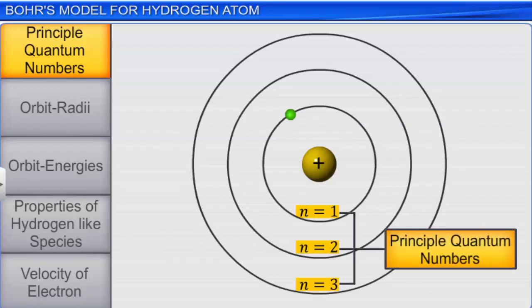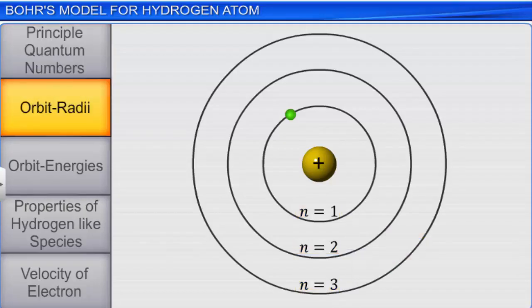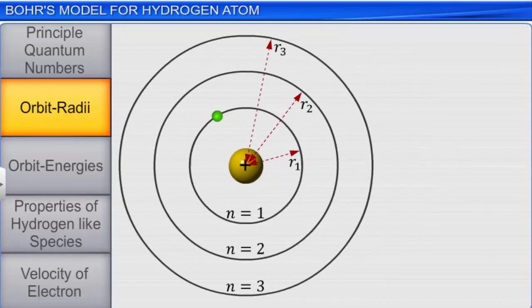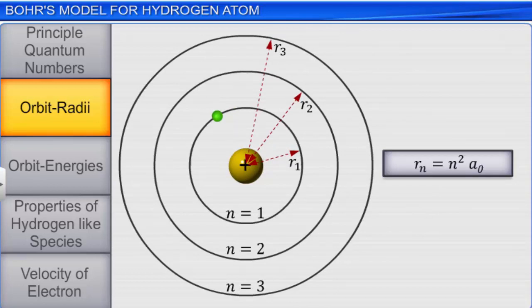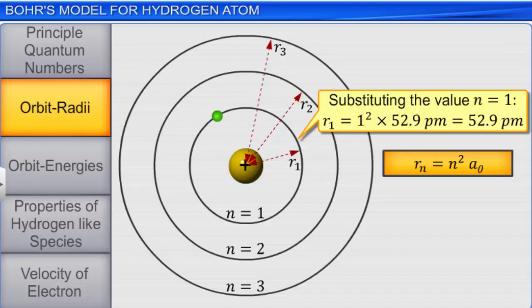The radii of stationary states or orbits can be given by the expression: radius of the nth orbit, Rn, is equal to n squared multiplied by the constant a naught, which is equal to 52.9 picometer. This means that the smallest possible value of r, or the radius of the very first orbit, where the sole electron of the hydrogen atom is found in its ground state, is equal to 52.9 picometer. This radius is called Bohr's radius.